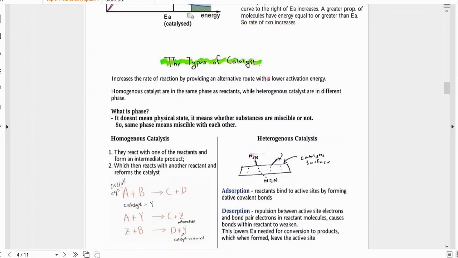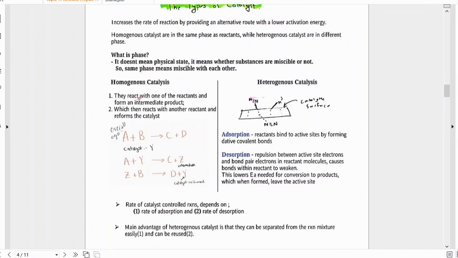Basic knowledge. Homogeneous catalysts are in the same phase as reactants, while heterogeneous catalysts are in a different phase. You could get away with saying phase is the same as state even in A level, but in actuality, if you are interested in what phase is, phase basically means whether substances are miscible or not with each other. So if they are miscible, then they are in the same phase. If they are immiscible, then they are in different phases.